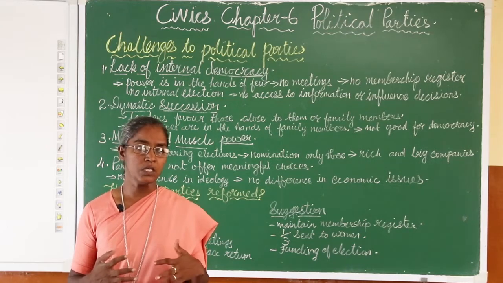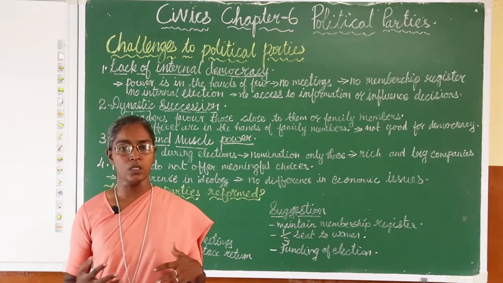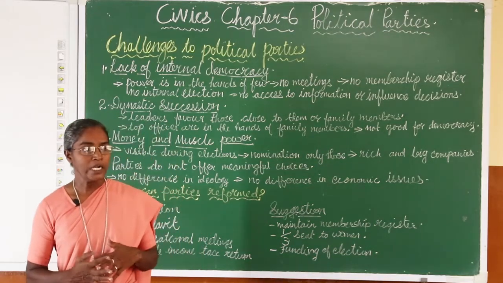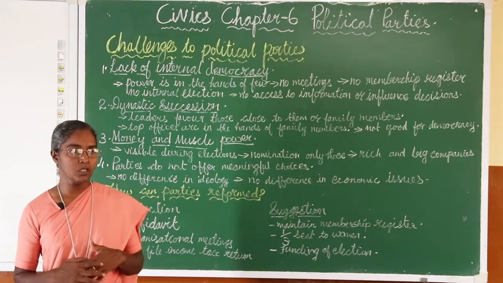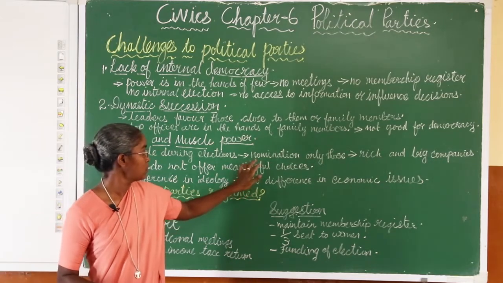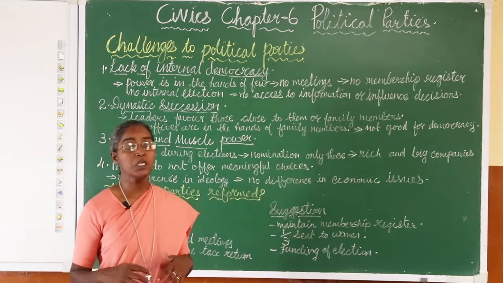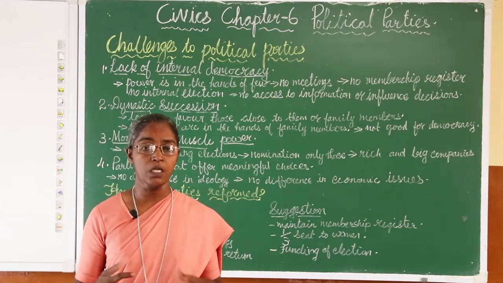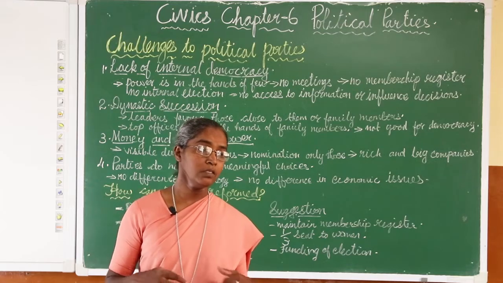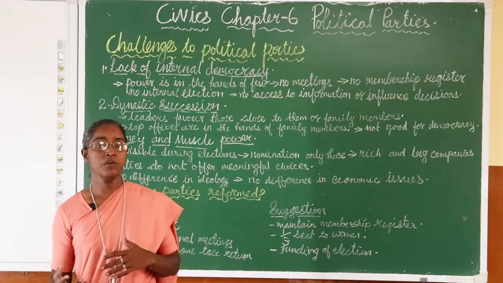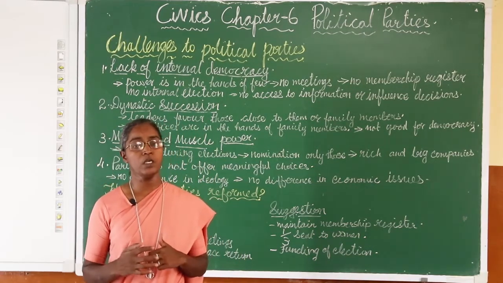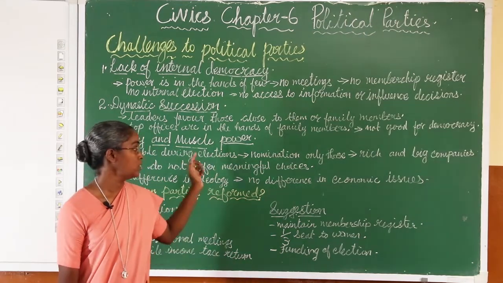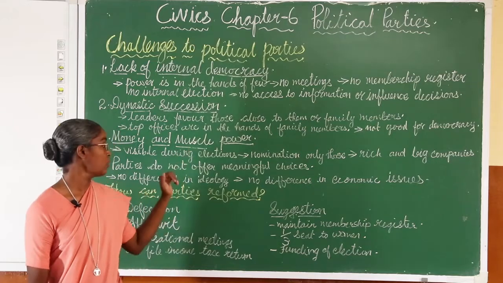Now in the democracy, what happens? Mostly criminals and others get the nomination as candidates. Therefore a lot of negative points enter into the democracy. And the rich and the big companies influence the political parties because of this money and muscle power. Only to win the election, they don't see that party performance is more important in a democracy than money and other things. So this is the third challenge for a political party.